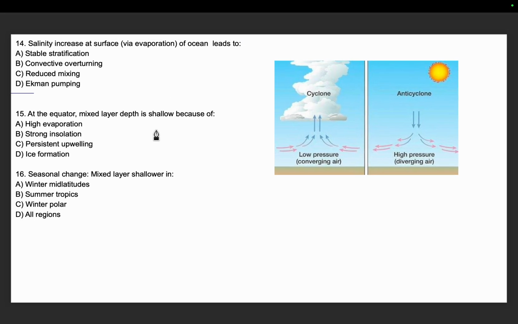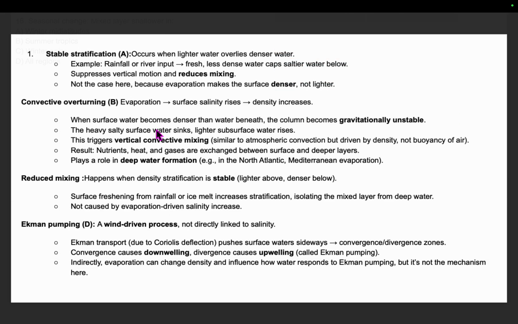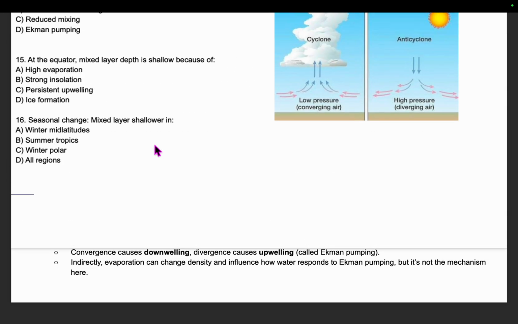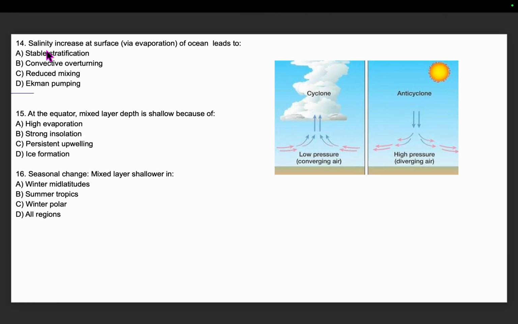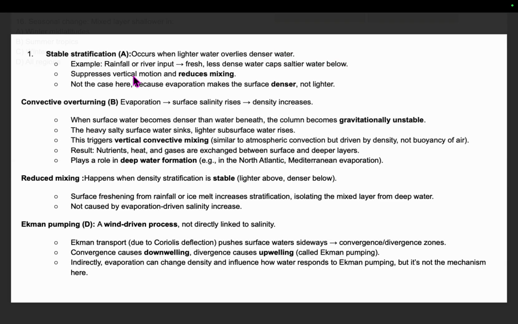What is Ekman pumping? Now, these are different terms. For this question, salinity increase at the surface due to evaporation leads to convective overturning, when the more dense water will dip in the ocean, or downwell in the ocean.